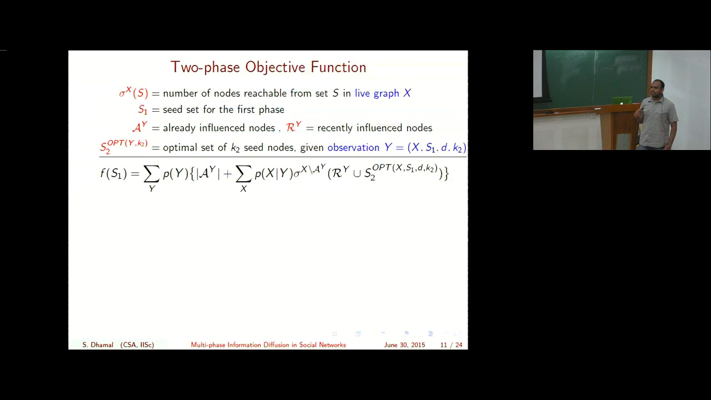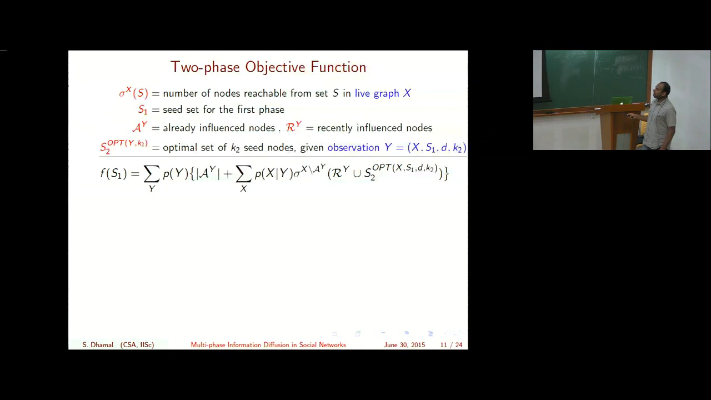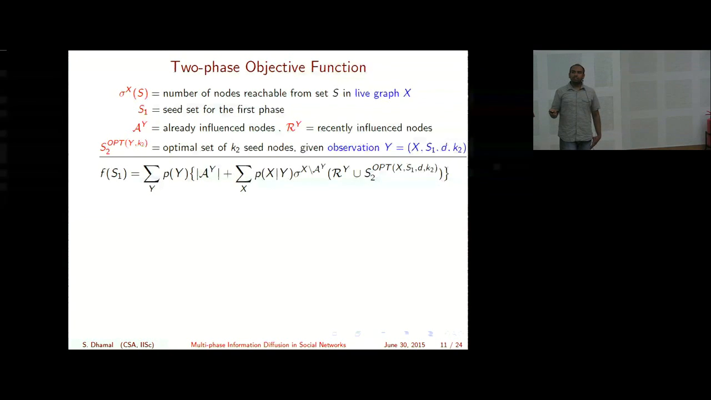If we select seed set S1 for the first phase, then I'll just take an expectation over all possible intermediate observations after the delay D. So this is that part for taking the expectation. And we are taking expectation of what? These are the already activated set. So what is the size of the already activated nodes after the time steps D? That is when we are making the observation Y.